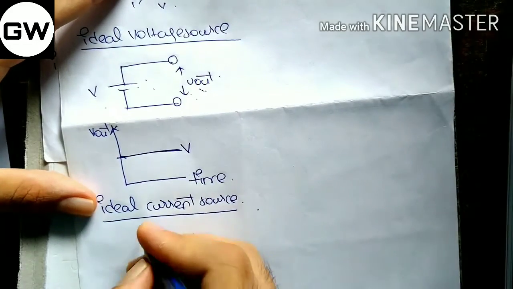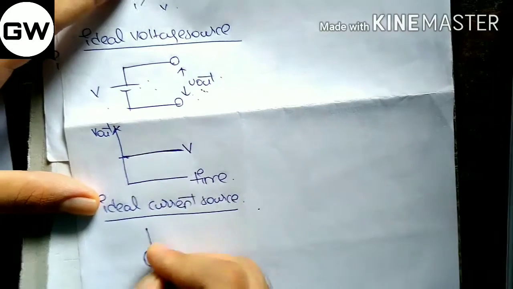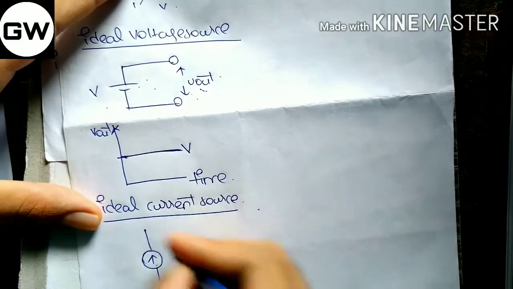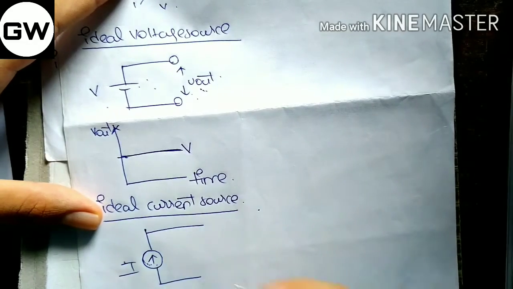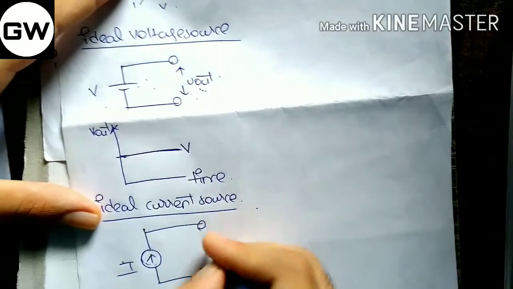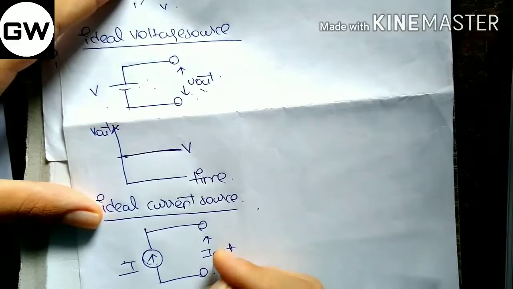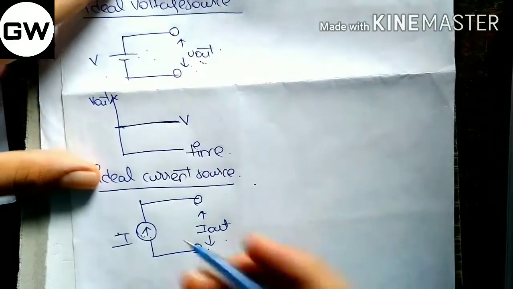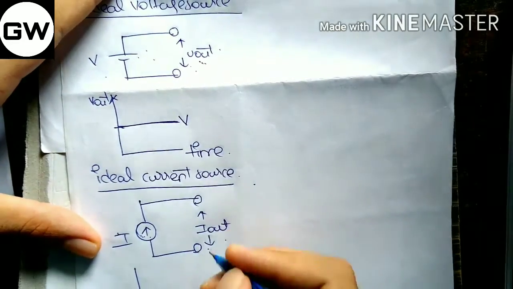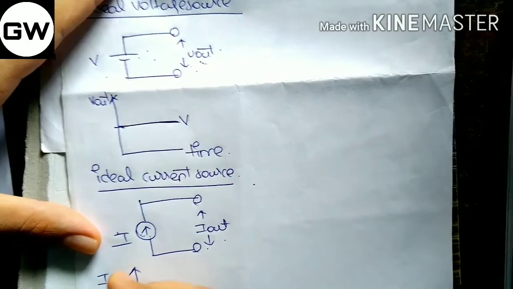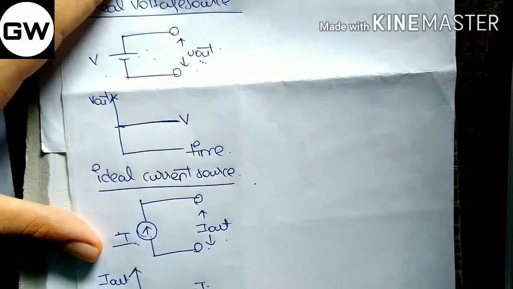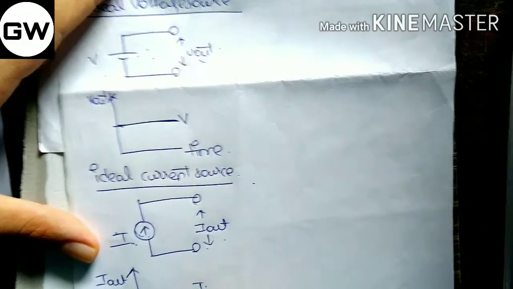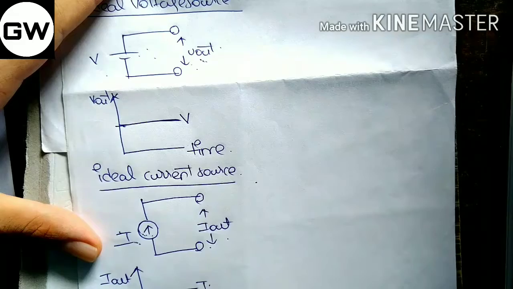The ideal current source is nothing but a current source symbol. This is the symbol of the current source. Let us assume this is I, and the output current is I out. Just similar to the above case, I out must be constant, that is, the value must be I at any time duration. It supplies a constant current throughout the duration of time. It is termed an ideal current source.